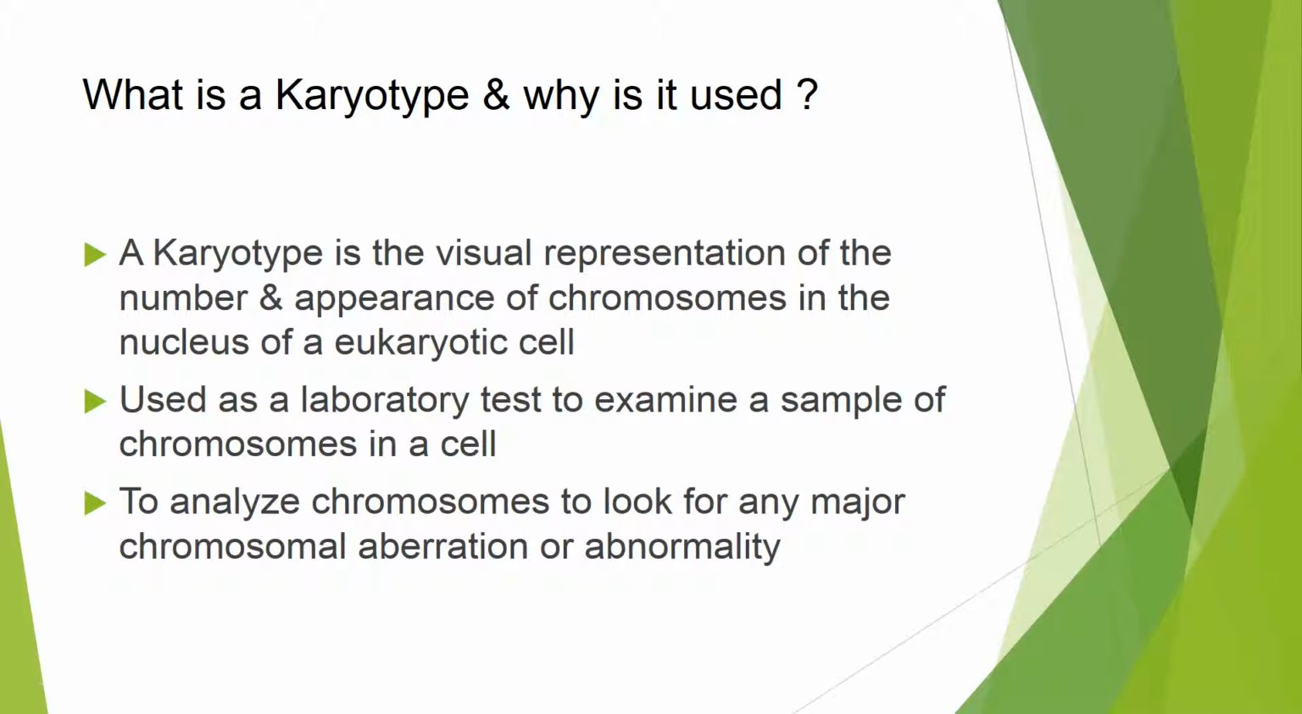A karyotype is the visual representation of the number and appearance of chromosomes in the nucleus of a eukaryotic cell. It's used as a laboratory test to examine a sample of chromosomes in a cell, to analyze those chromosomes to look for any major chromosomal aberration or anomaly. And this anomaly can be in the number of chromosomes, the banding pattern, the shape, or even the pairing of the chromosomes.